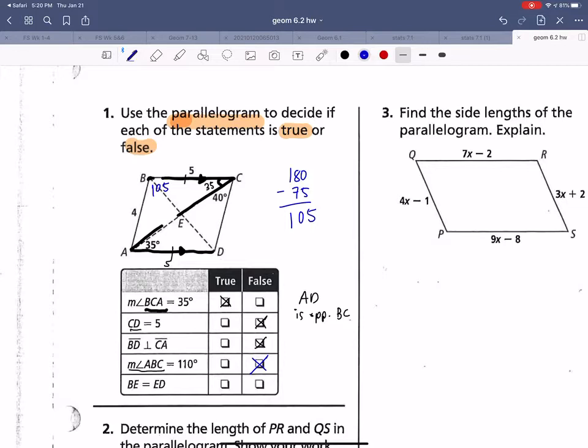Okay. Is BE congruent to ED? That I can say yes, right? That came from our notes. This length is congruent to this length because diagonals bisect each other.